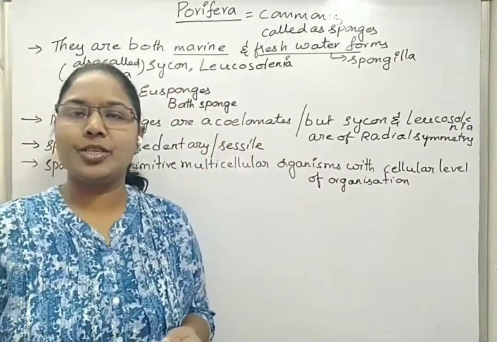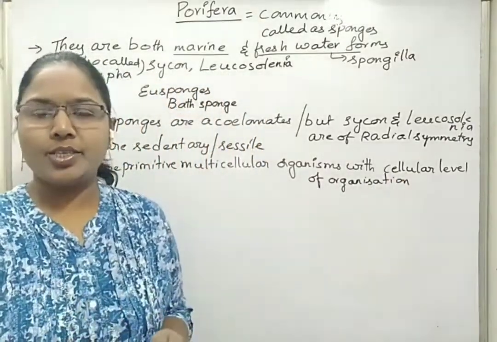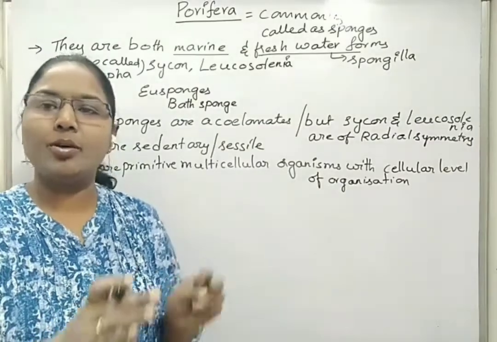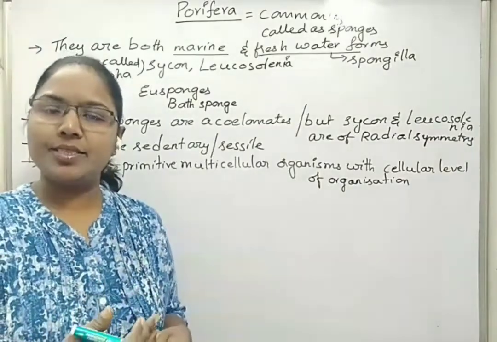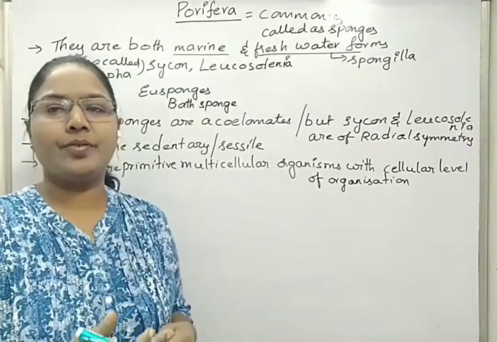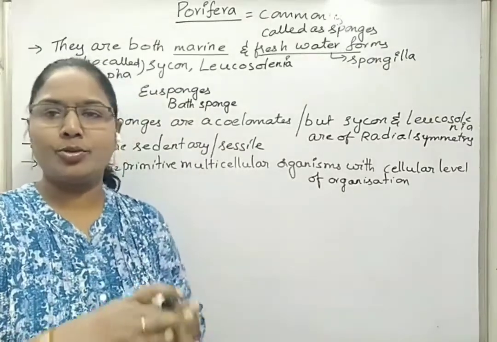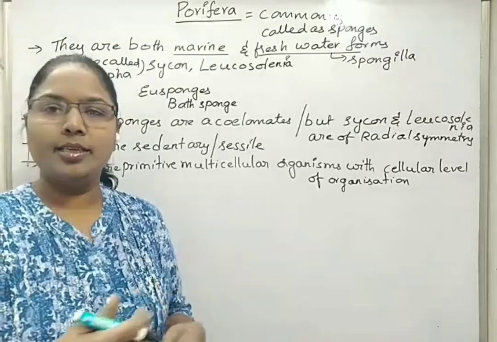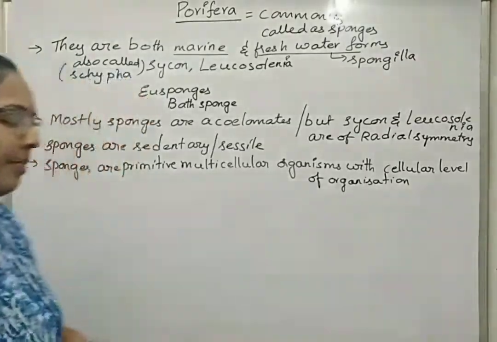Cellular level of organization means there is no coordination between the cells that are forming the sponge's body. Each and every cell is doing its own specific function. One cell is not related to other cell in metabolic activities.